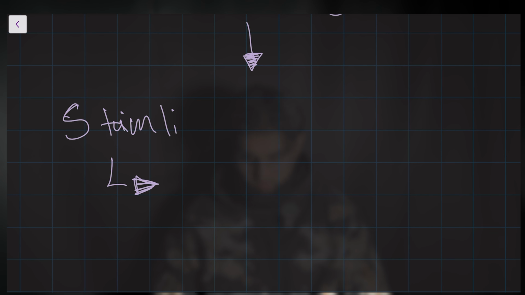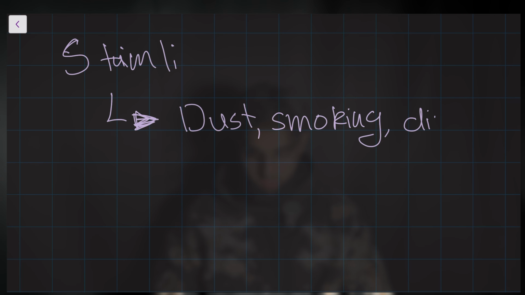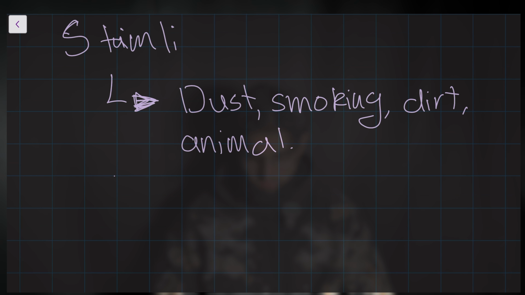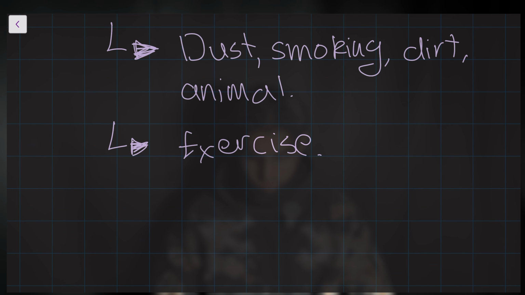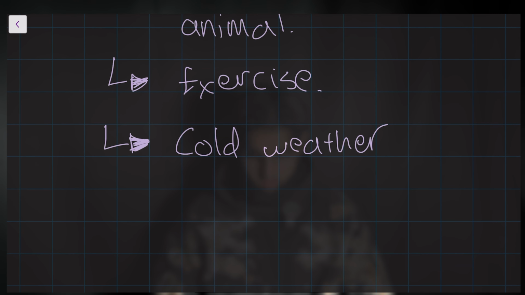This could be things such as dust particles. It could be smoking, damp or dirty air, so sort of dirt. Some people are quite allergic to animals as well. It could be things such as exercise, because there's increased demand for oxygen during this time, and also things such as cold weather. And one other important point to mention here is that asthma is typically worse at night, okay?